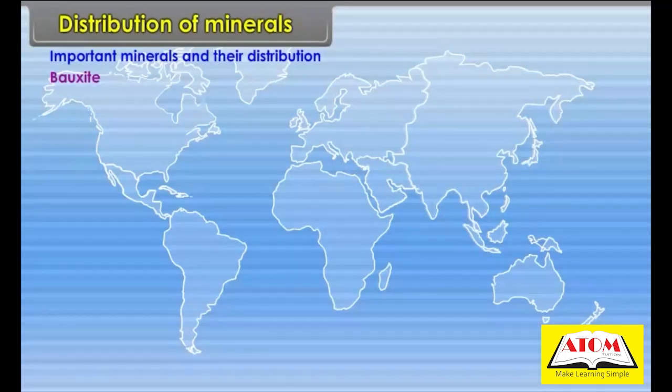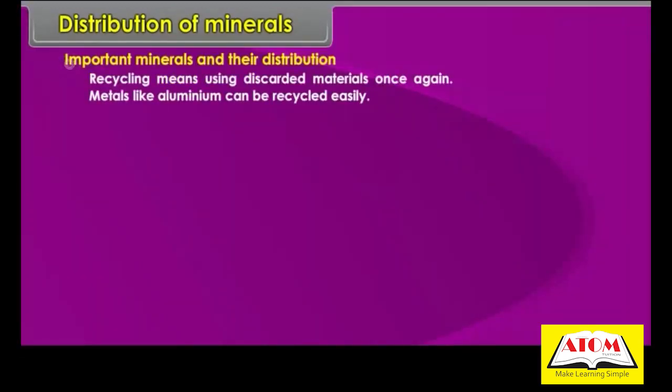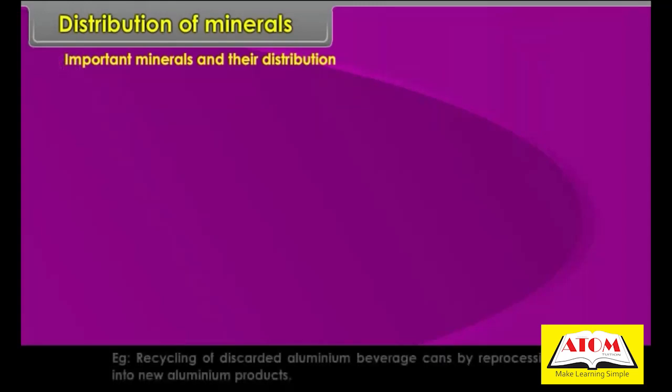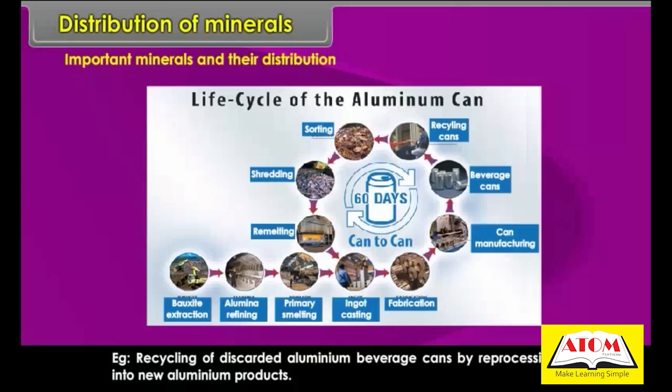Location, World: Australia, Guinea, Jamaica and Brazil. Recycling means using discarded materials once again. Metals like aluminium can be recycled easily. Example: recycling of discarded aluminium beverage cans by reprocessing into new aluminium products.